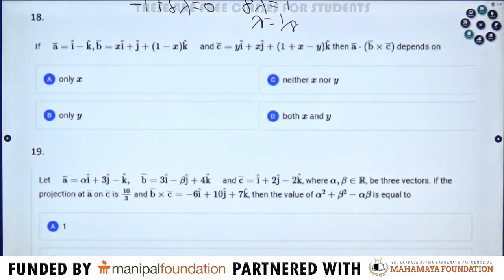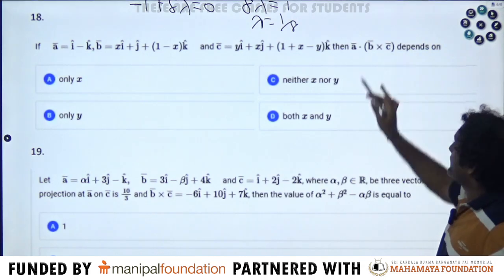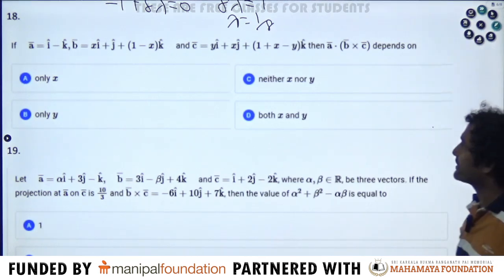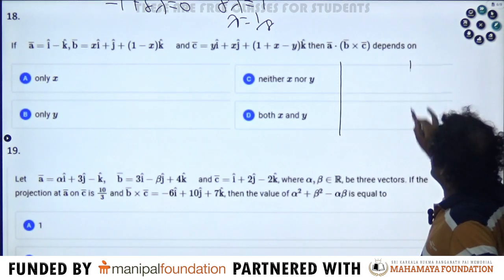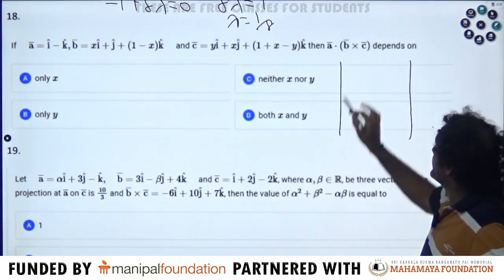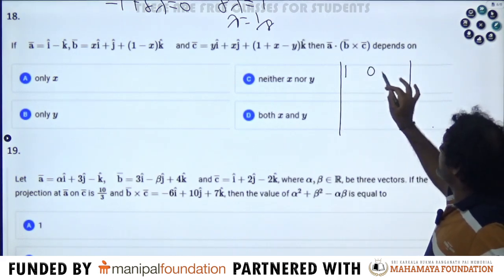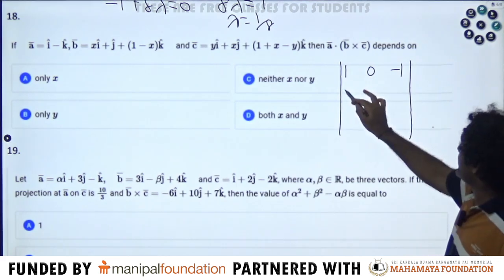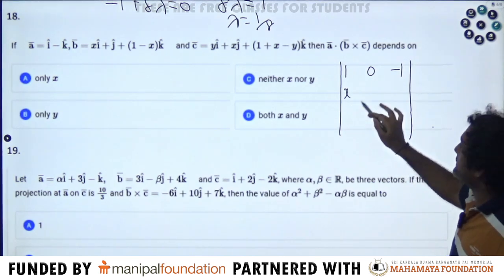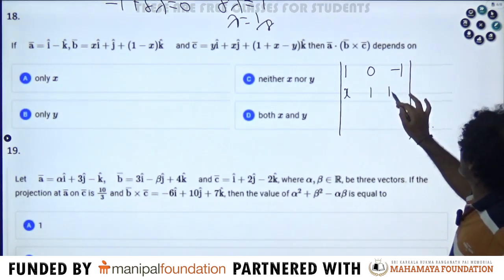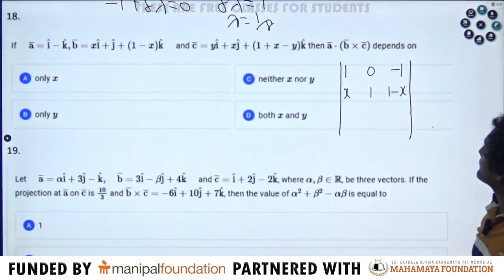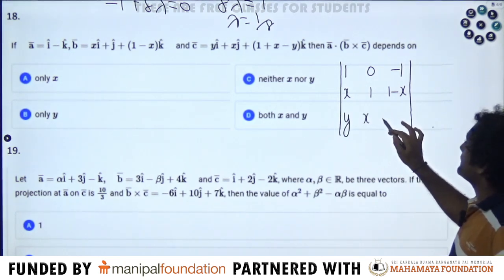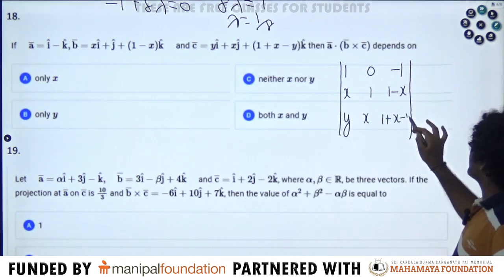We call this the scalar triple product, right? If you know that, then it's not a difficult sum. This is the scalar triple product. So first, for a put 1, where j is there is nothing, k is minus k, so 1. And b is x here, next where j is, 1, then here 1 minus x, and c is y, x, and 1 plus x minus y.